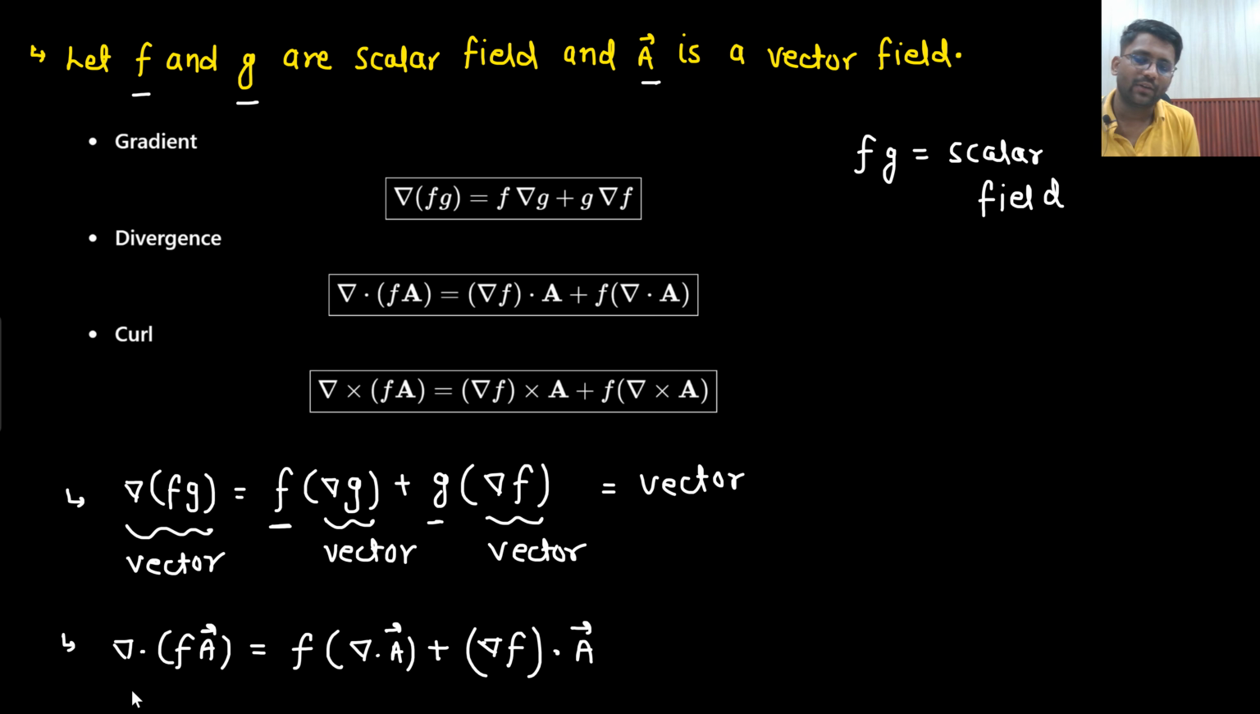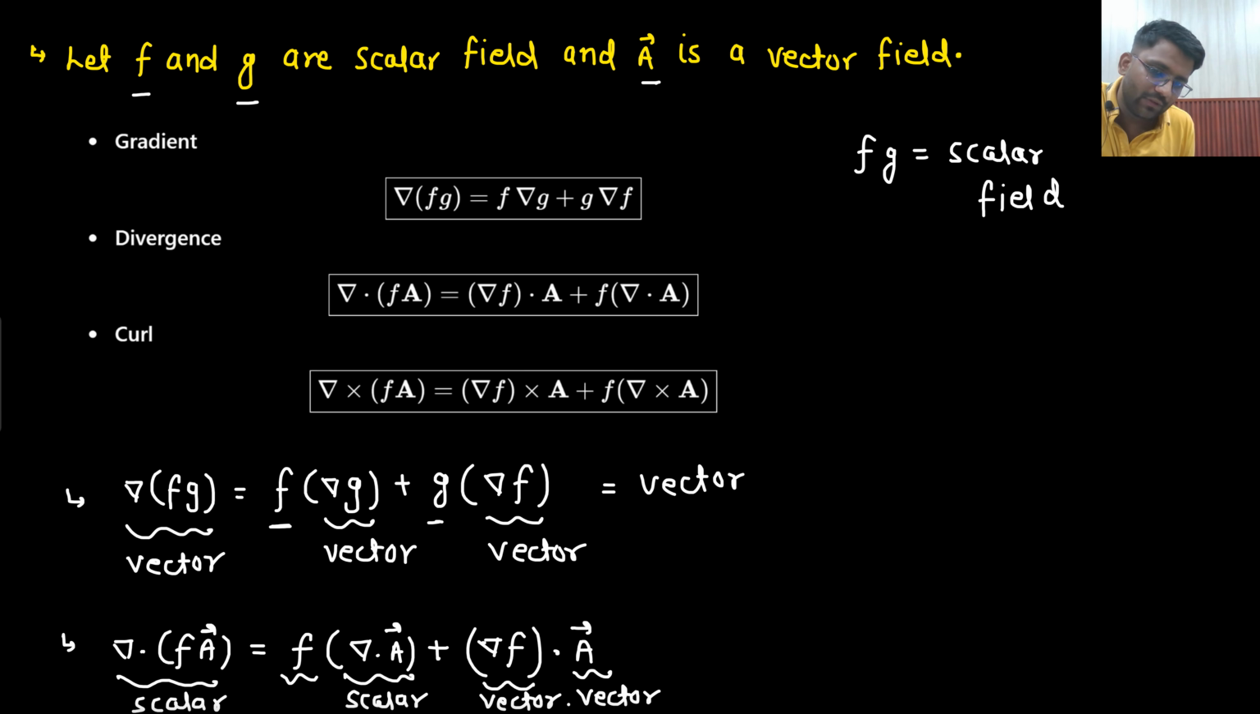This is the result. Now talking about vector or scalar. If you are calculating the divergence, divergence will give you a scalar quantity. This is also scalar. Scalar multiplied with scalar will be scalar only. What is this? This will be a vector. Vector dot product with vector will give you scalar only. So scalar plus scalar will give you scalar only.